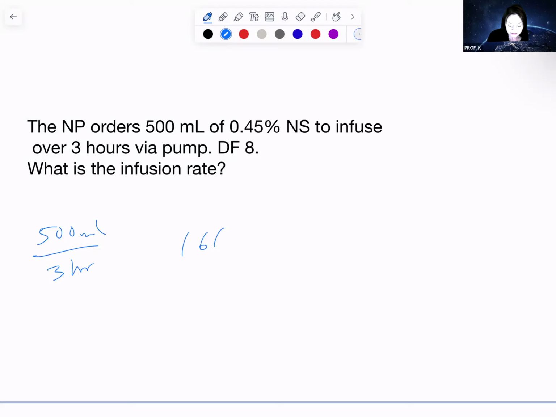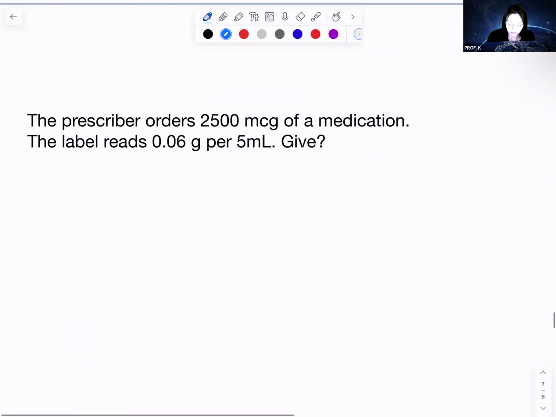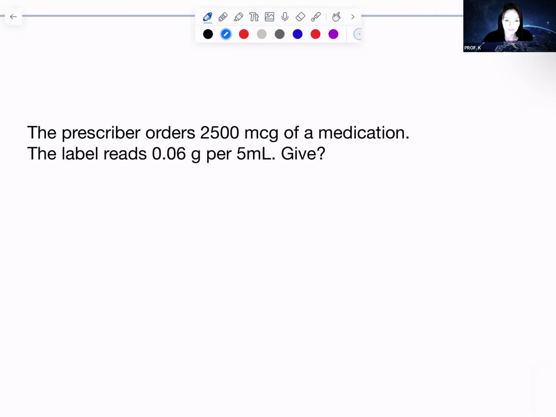Well, 166.6, and you round it to 167 milliliters an hour. Good. Solve this one. Or set up.